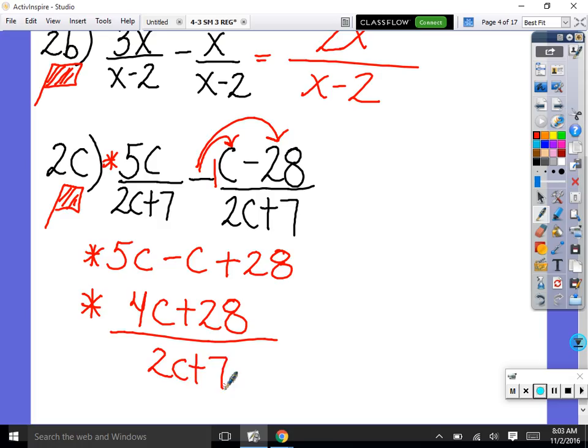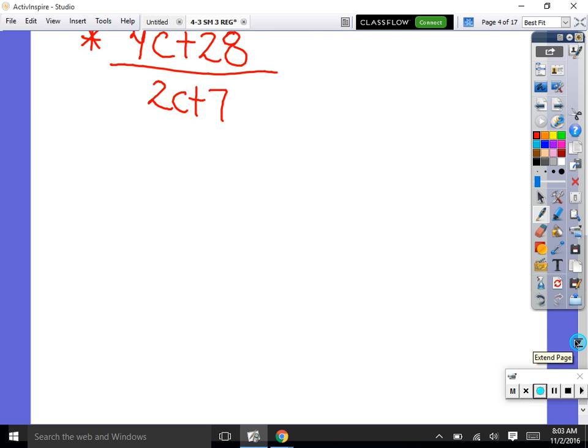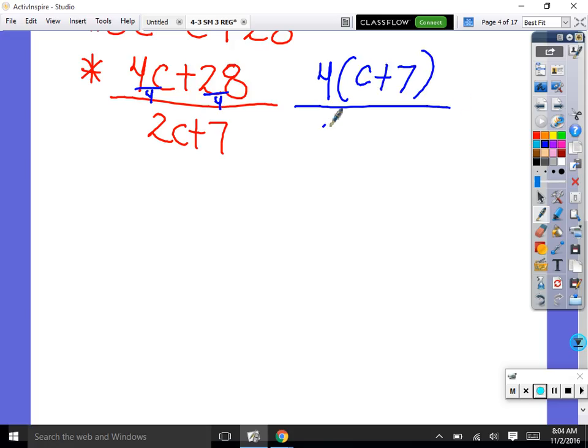Any questions? Okay, now what would I do? My last step is to see if it simplifies, correct? So what would I do? How do we simplify? Factor it out, right? We factor it out and then see what divides out. So on top, what do we factor out? 4. So then divide by 4, what's left? C plus 7. Awesome. That's the top factored, and the bottom doesn't factor. So now looking at this, can we simplify?